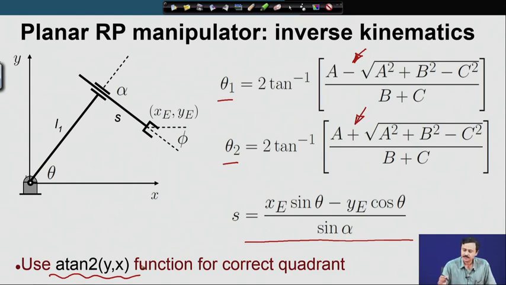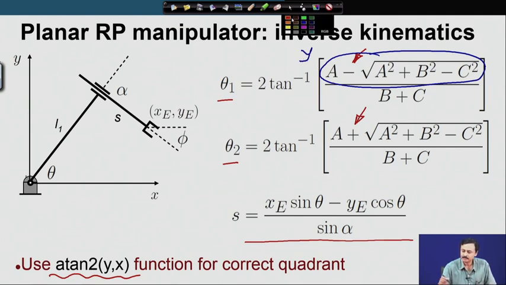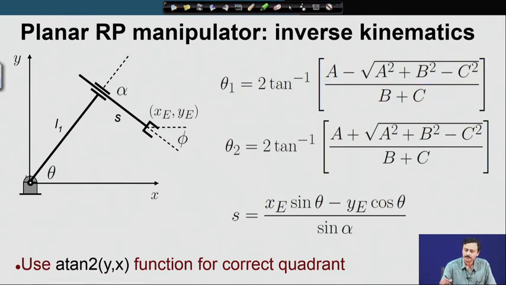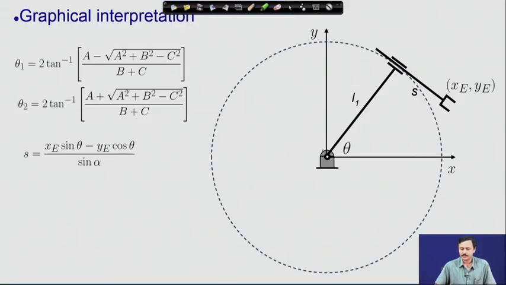So, you need to give the numerator and denominator separately. So, for example, in this solution this is y and this part is x. So, you have to give A tan 2 this y comma x, then you will get theta 1 in the correct quadrant. So, this completes the inverse kinematic solution. Let us try to understand this solution graphically.